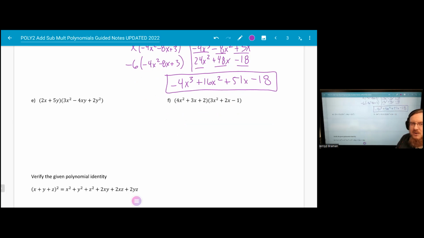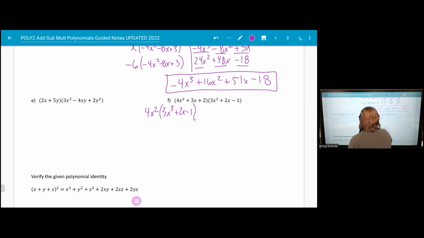We're going to do distribution the same way. I'm going to take that 4x squared and multiply it by everything in the second polynomial, 3x squared plus 2x minus 1. These are already in standard form, that's nice. Positive 3x times all the stuff in there, minus 1, and then plus 2 times 3x squared plus 2x minus 1.